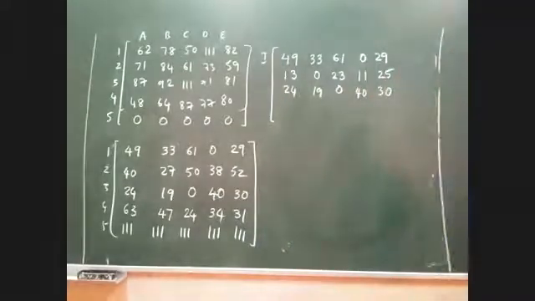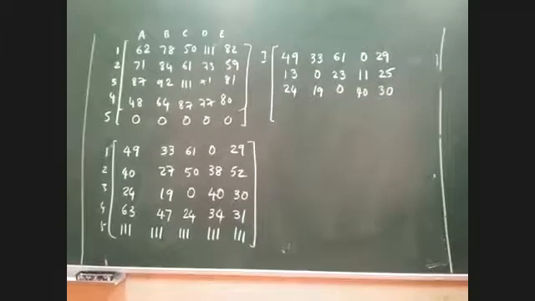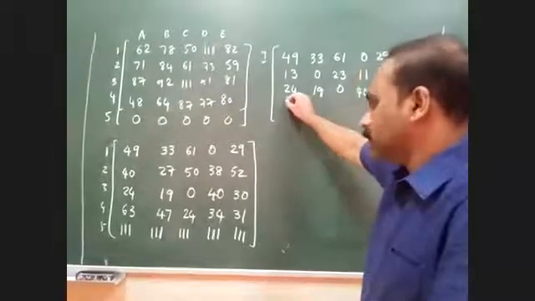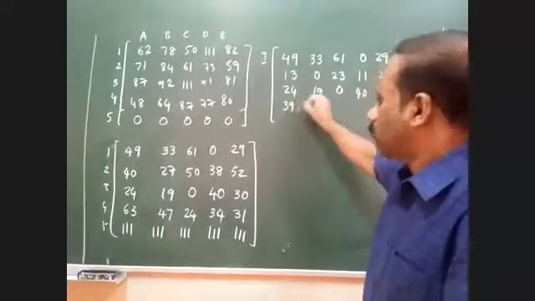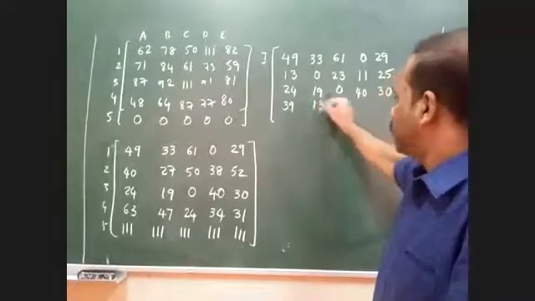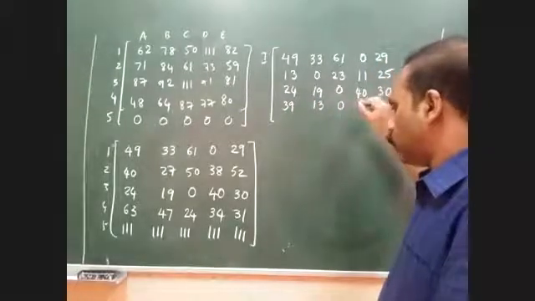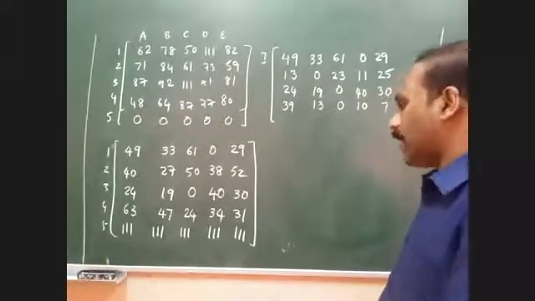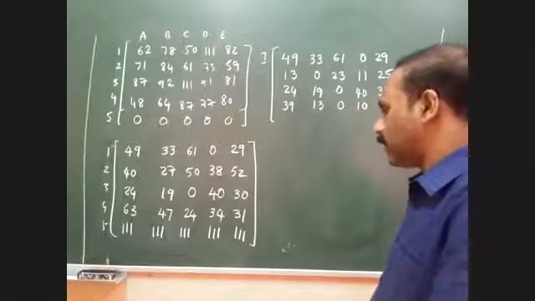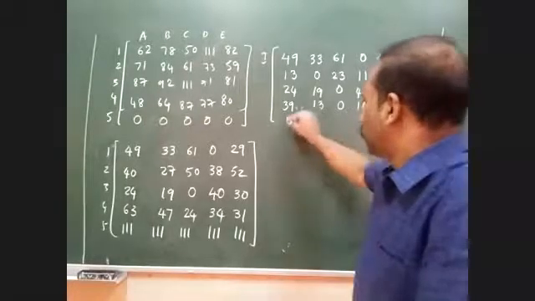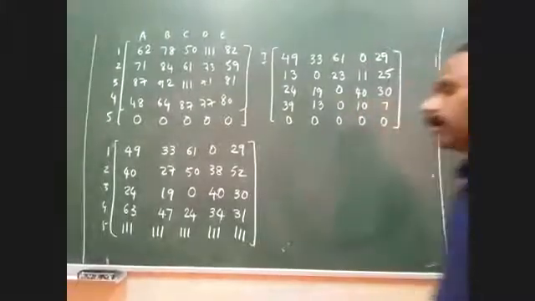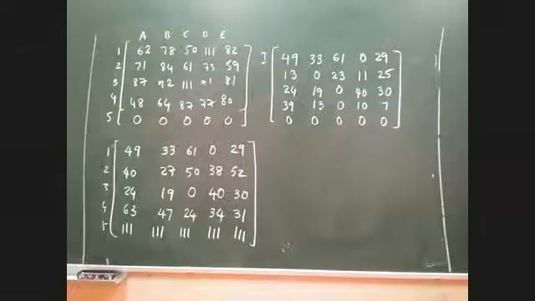Coming to the fourth row, the minimum value is how much? 24. Yeah. Can you please tell me the values you get? This will be 39. Second value 23. Third value becomes 0, fourth value becomes 10, and the fifth value becomes 7. In the last row, everything is the same. 11 happens to be the minimum value, so in the subtracted matrix we get all the values as 0.